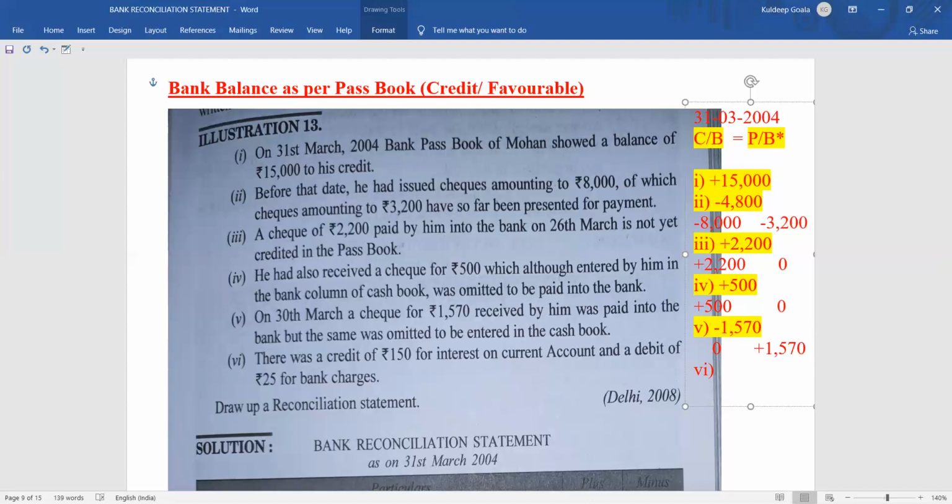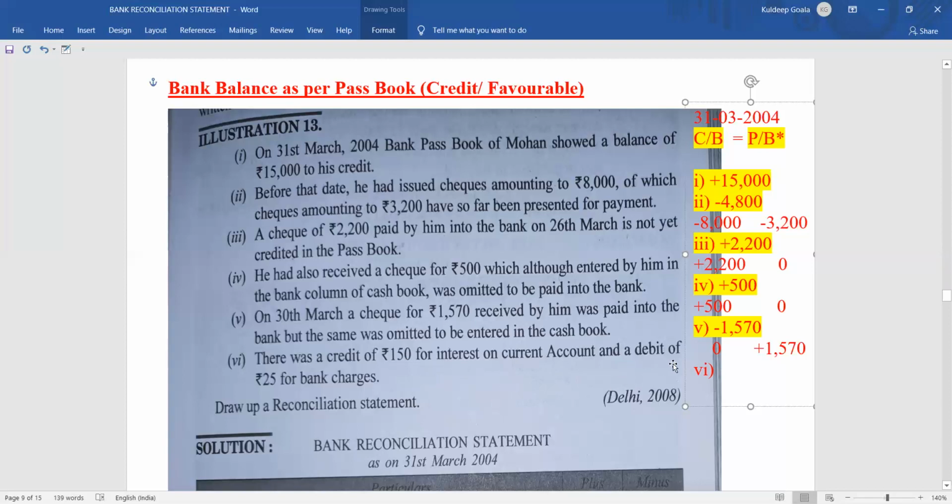In the next point, what we can see is that there was a credit of 150 for interest on current account. Credit matlab bank ne hame paisa diya. Okay, here two parts are there. So let's read it once, then we'll divide into two parts. So 150 the bank has credited, means the bank has given to us. That means passbook mein 150 aa gaya.